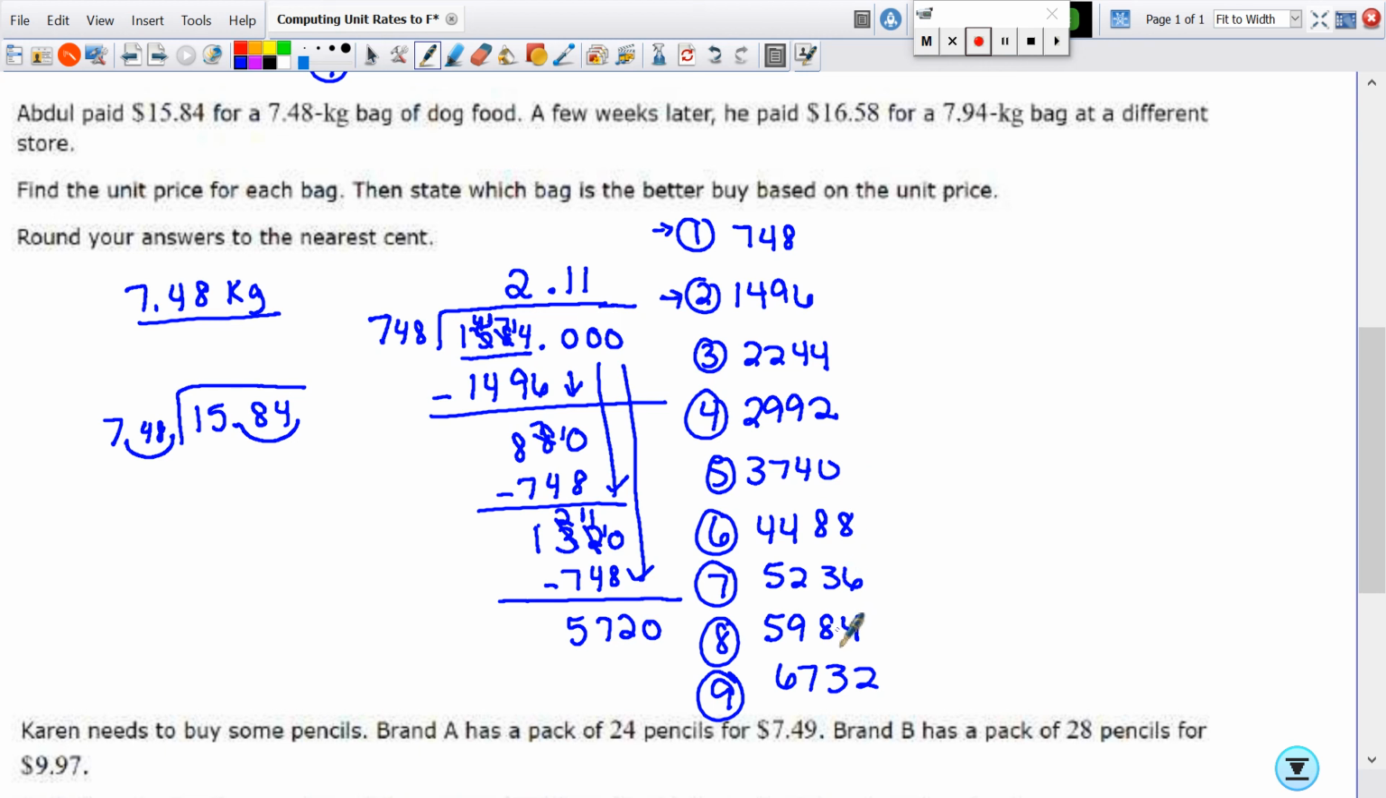5,720. The closest one is 7. So that's the third number after the decimal, which means it's not going to be $2.11 because this number is bigger than a 5. I have to take it up to $2.12. So for a 7.48 kilogram bag, it is $2.12.